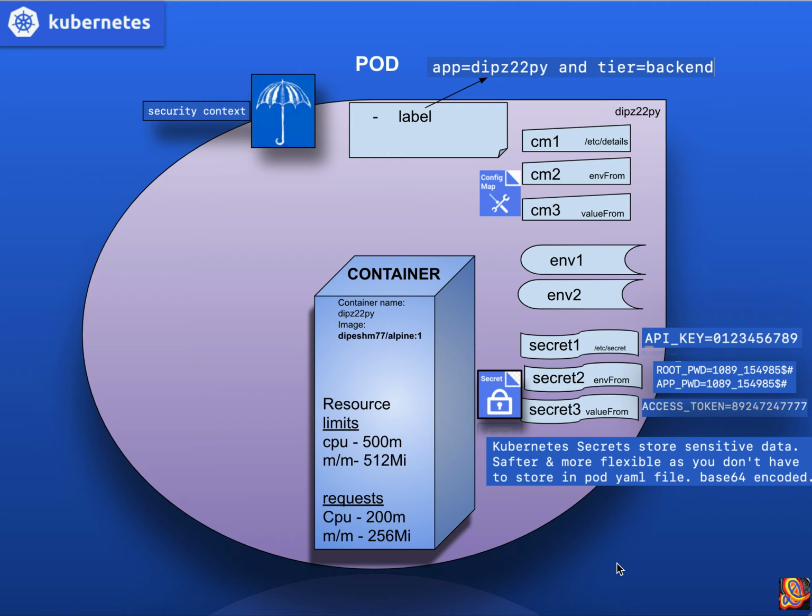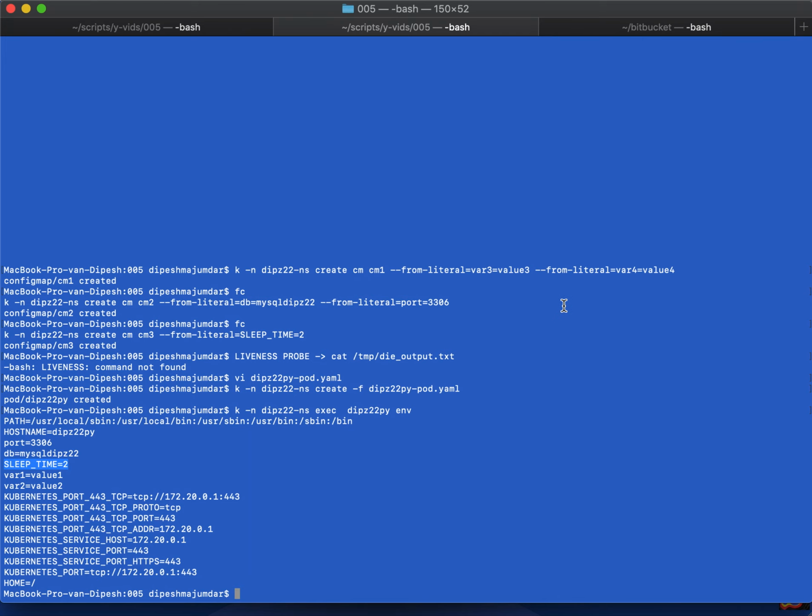It is safer and more flexible, as you don't have to store it in the pod YAML file, and it's base64 encoded. Okay, it is not a very high level of protection, but at least it's basic protection. So you have base64, so there is some protection for your sensitive data, say for example API key, root password, application password. These are sensitive data, so I put them in a secret. So we'll create secret 1, secret 2, secret 3.